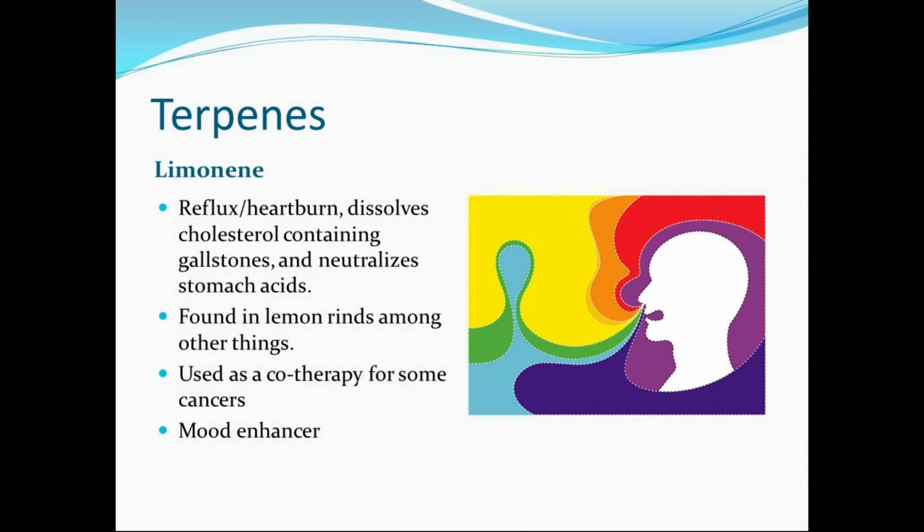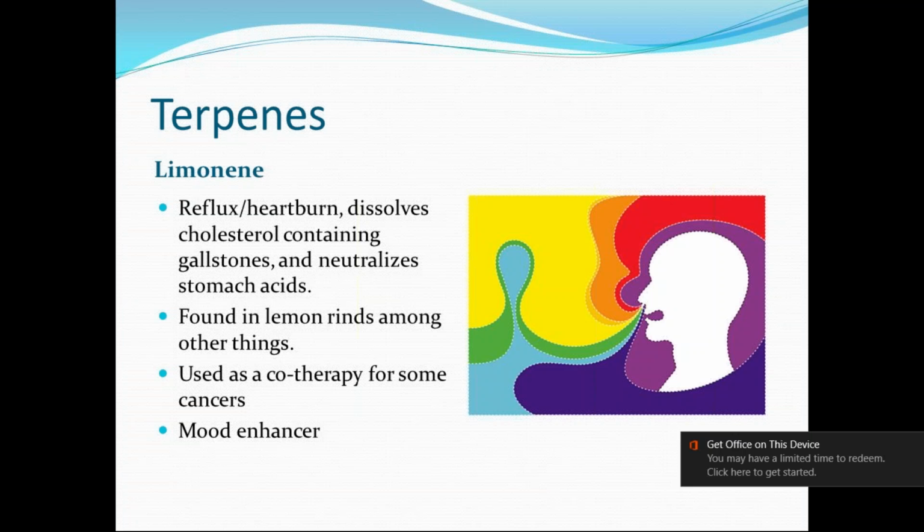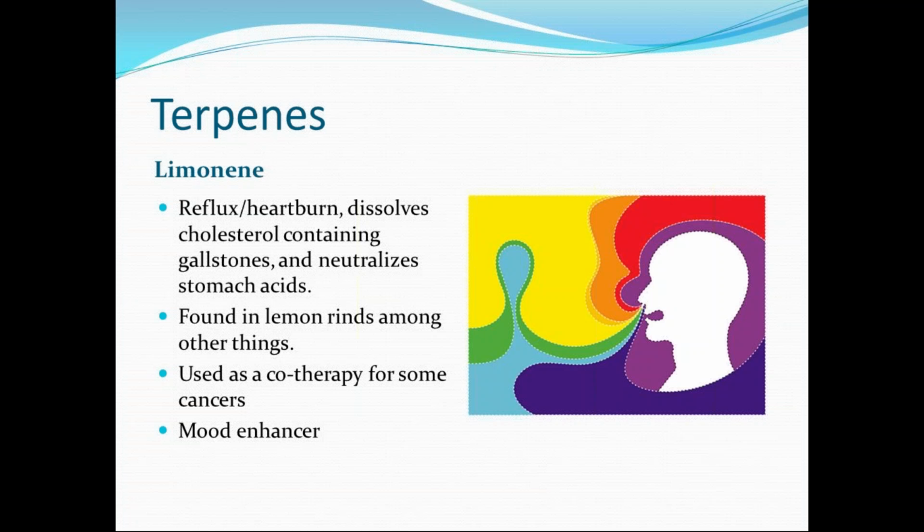Lastly, one of the more popular terpenes is limonene, and you will hear a lot of people talk about limonene. It's what's found in lemon rinds, among other things. And as we know, lemon is used to be a mood enhancer. It's used to treat reflux and heartburn. It dissolves cholesterol-containing gallstones, which I wish I had known when I had gallstones. Neutralizes stomach acid, so it's incredibly useful in GI upset and for gallbladder health.